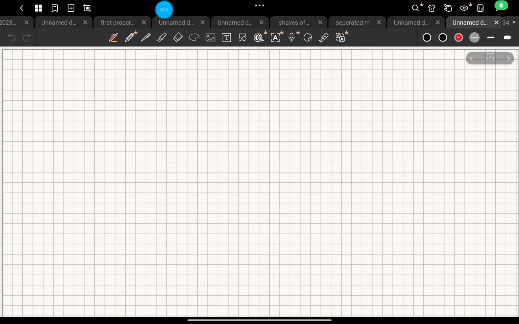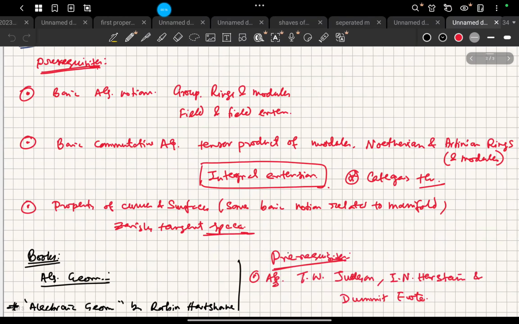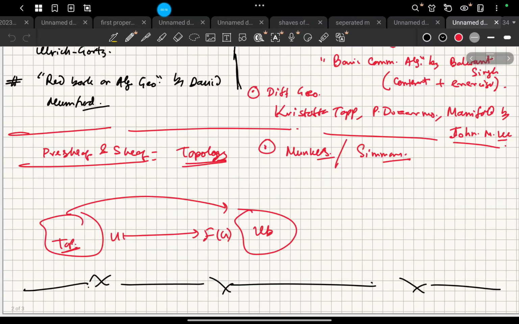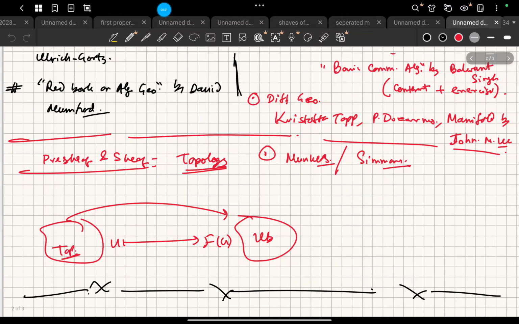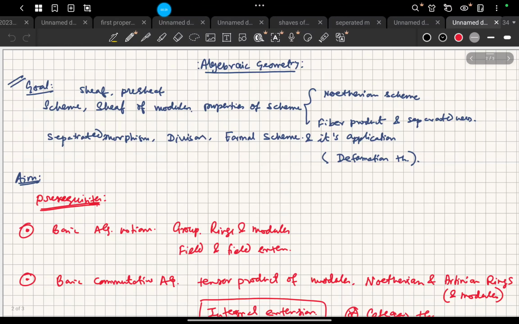Hello. So as I promised you, I will be starting with presheaf and sheaf. So let's begin with the discussion. I hope you have all gone through all the prerequisites that I mentioned in the last session. So mostly from now onwards, topology and category theory are going to be very useful in our discussion.